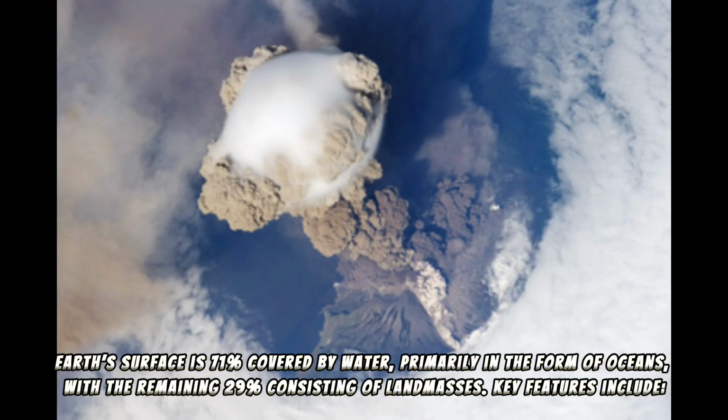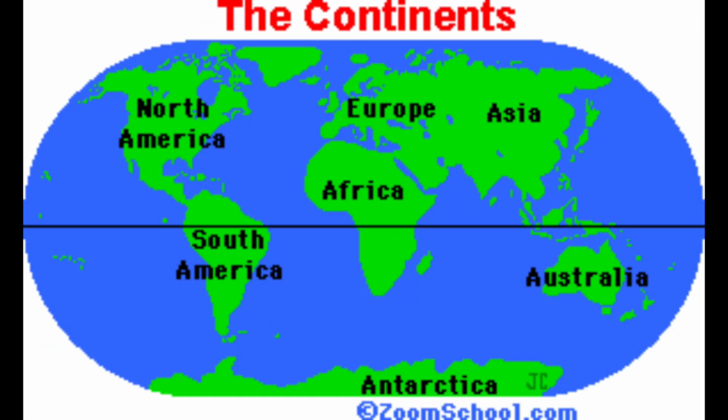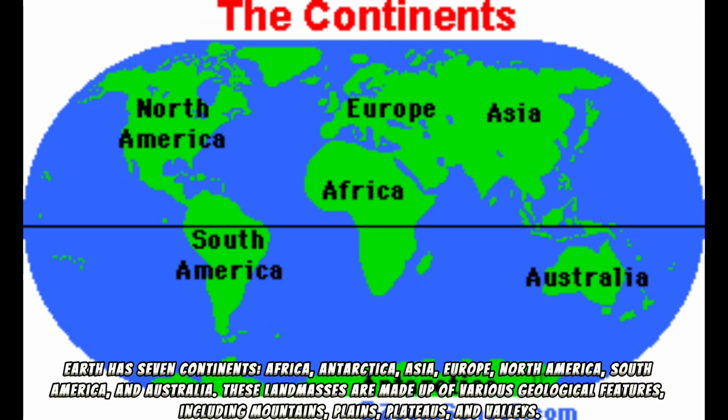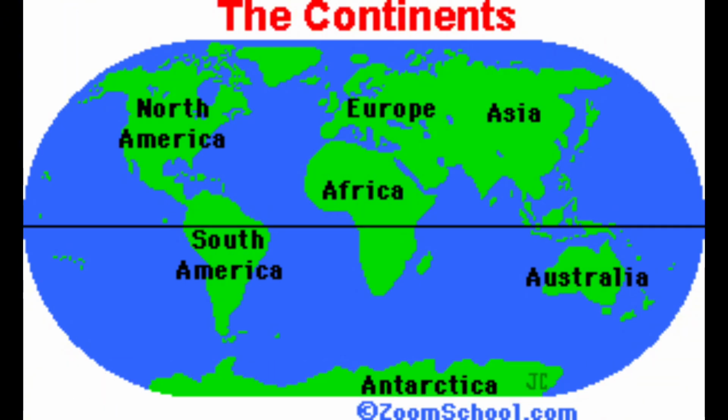Earth's surface is 71% covered by water, primarily in the form of oceans, with the remaining 29% consisting of land masses. Key features include: Earth has 7 continents: Africa, Antarctica, Asia, Europe, North America, South America, and Australia. These landmasses are made up of various geological features, including mountains, plains, plateaus, and valleys.